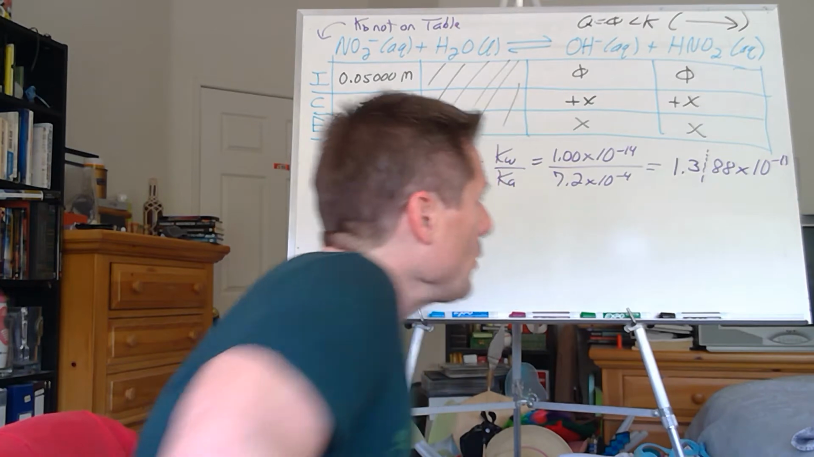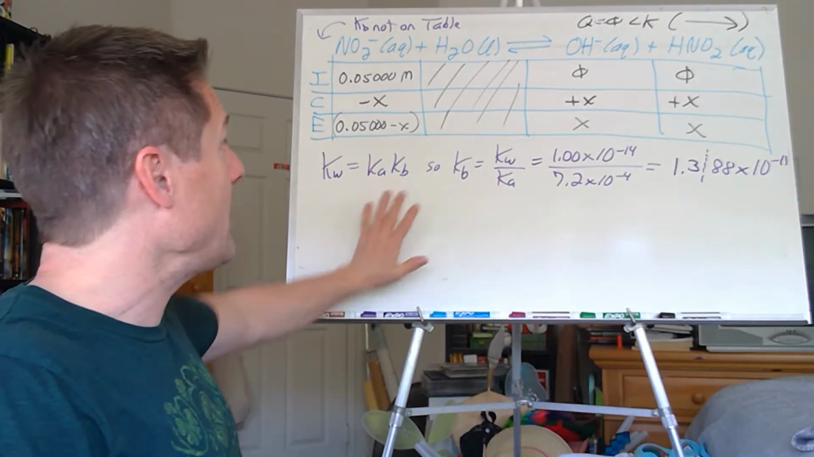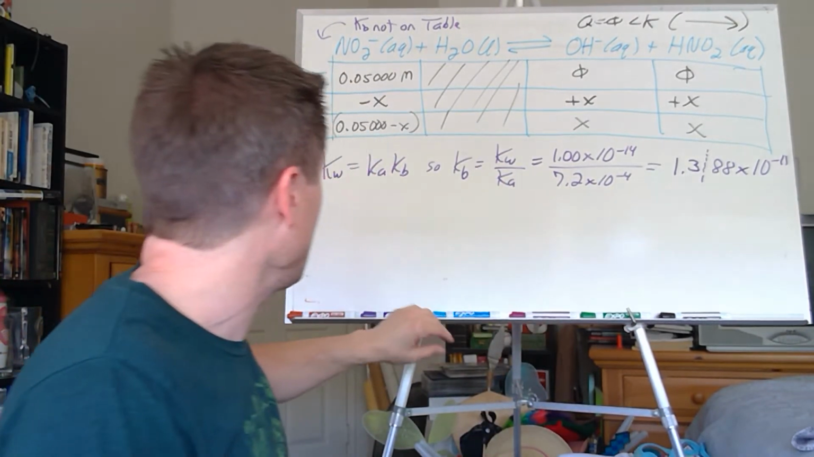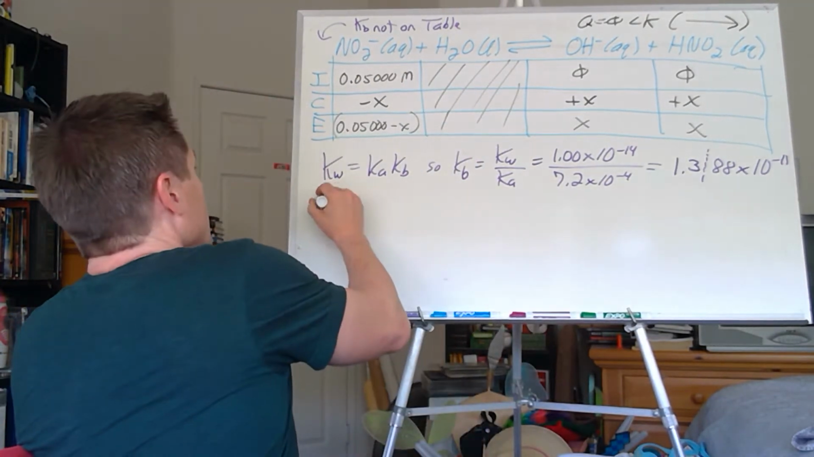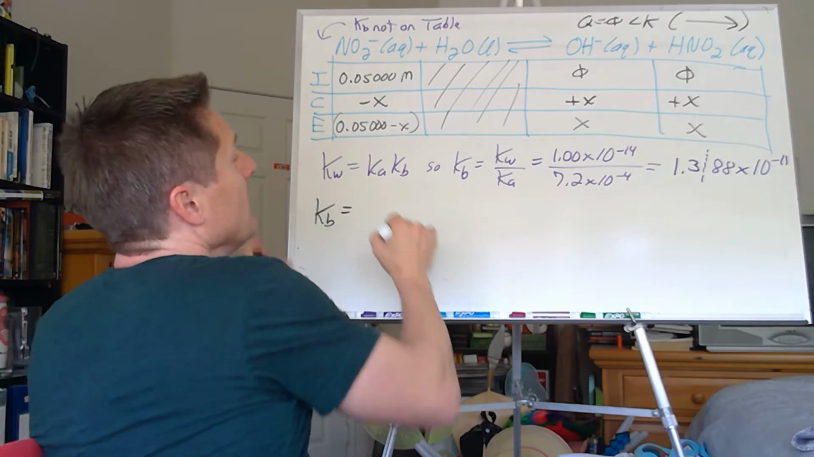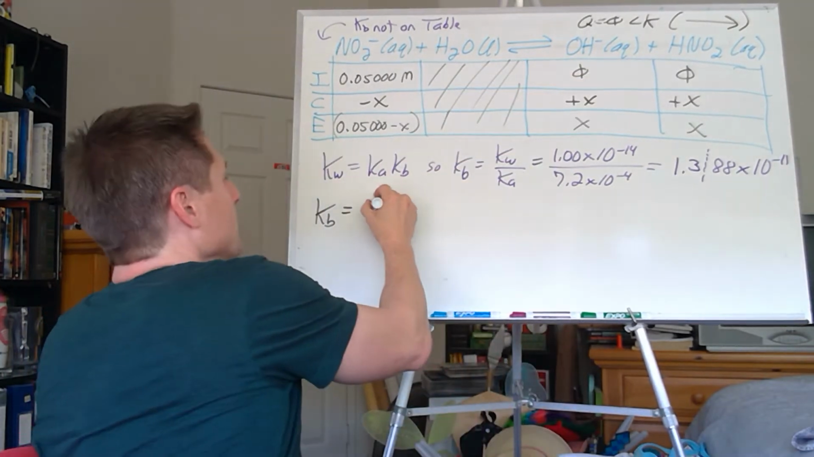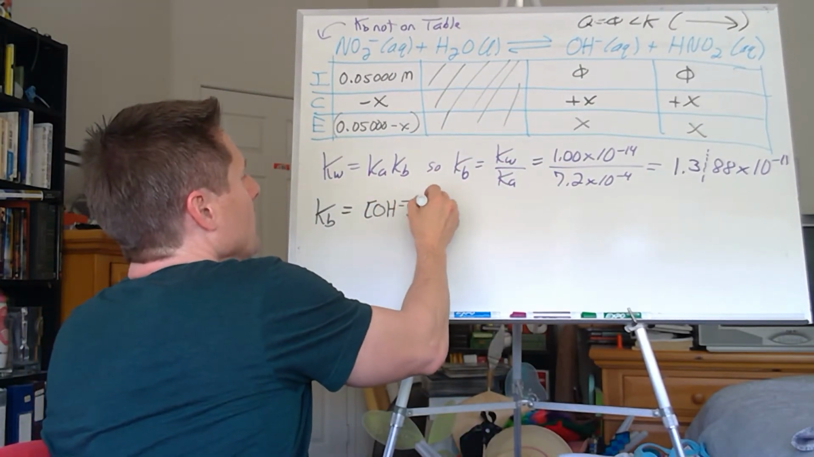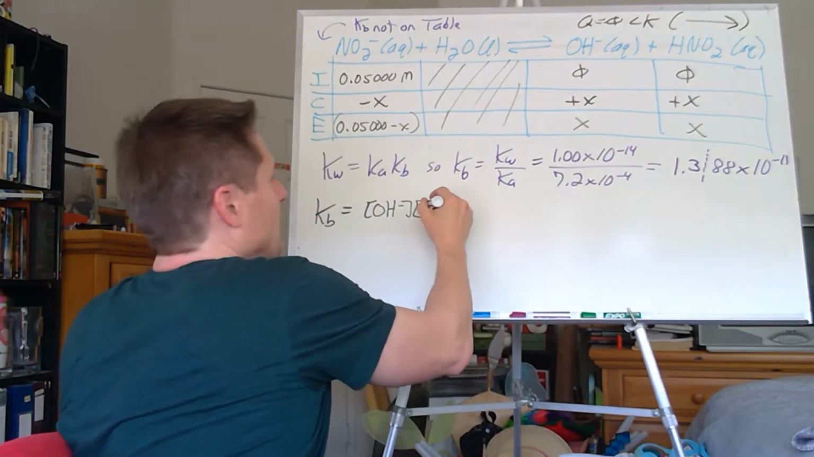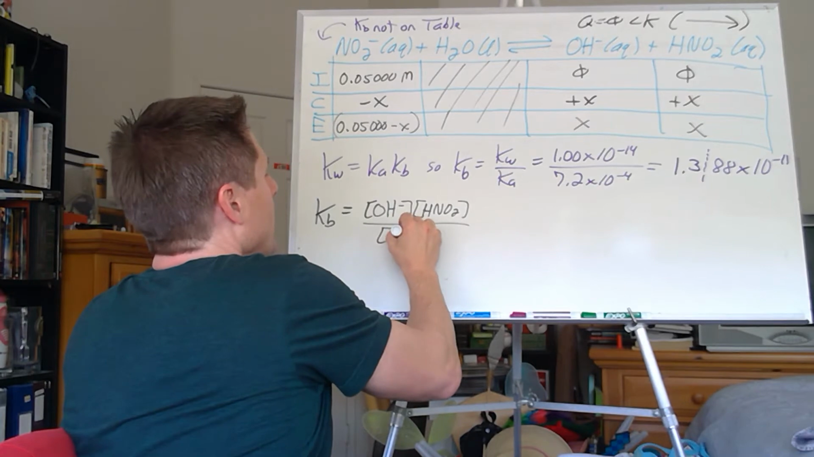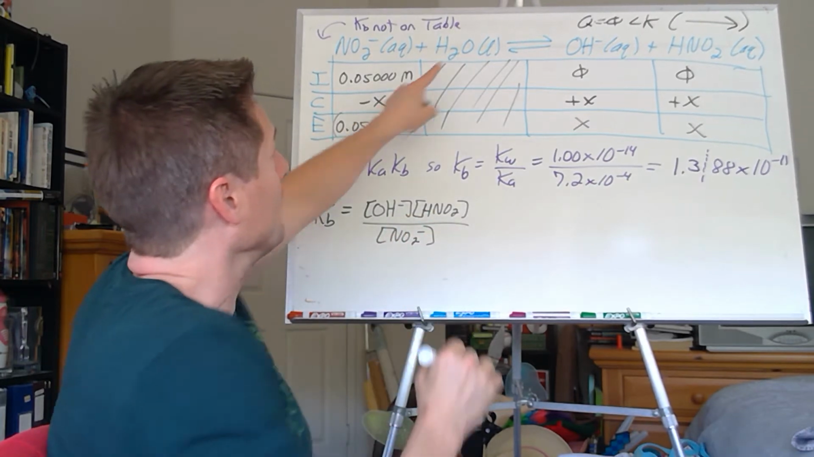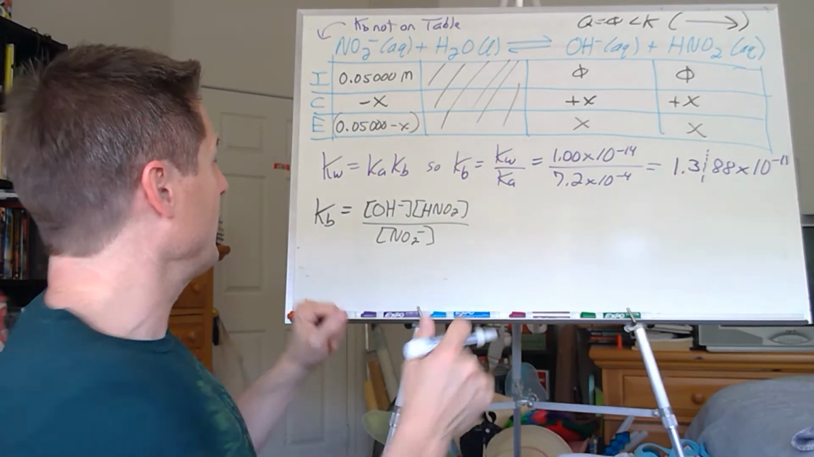All right, 1.388 times 10 to the minus 11. Now we have Kb. We should be able to set up our equilibrium expression. Let's do that. So Kb is going to be [OH-] raised to the power of 1 times [HNO2] raised to the power of 1 over [NO2-] raised to the power of 1. Don't include water because it's a liquid, condensed phase.